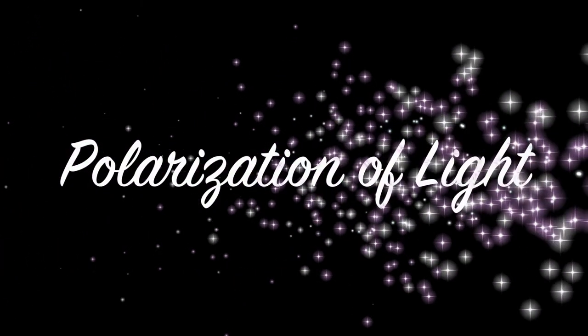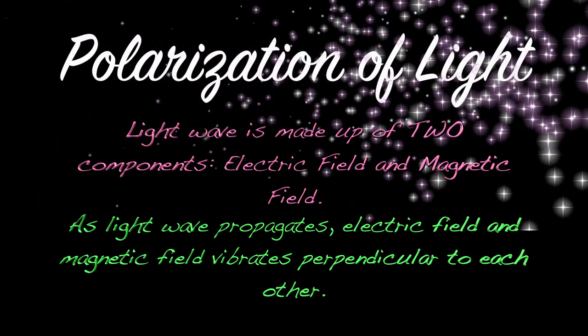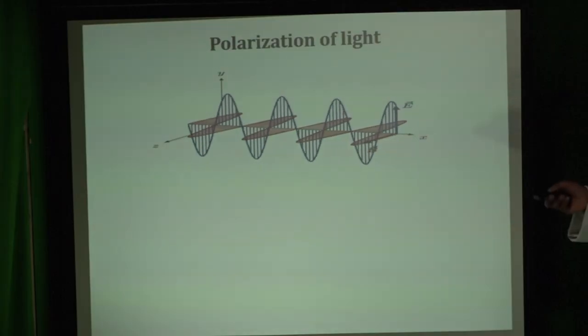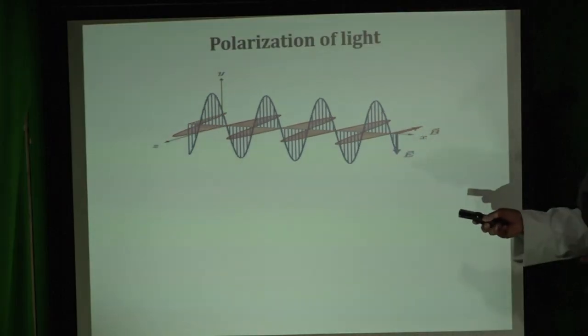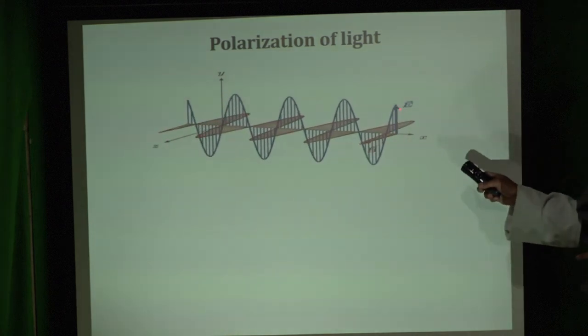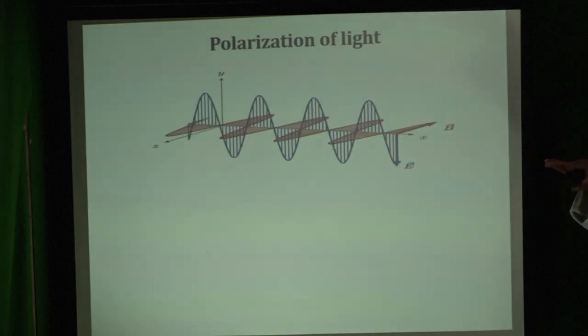And the next property that we will look at is the polarization of light. So what you need to understand is, actually when light wave propagates, the electric field and magnetic field of light waves vibrate perpendicular to each other in a medium. So if you observe here, this light wave which is vibrating up and down is electric field, and the red wave which is vibrating to and fro is the magnetic field.